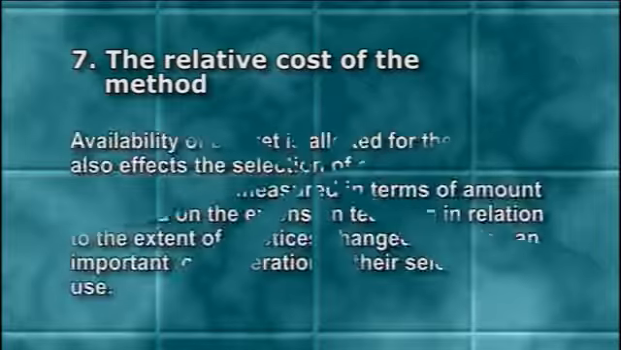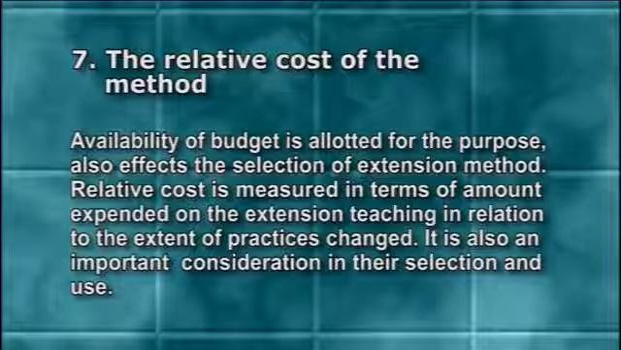Number 7. The relative cost of the method. Availability of the budget allotted for the purpose also affects the selection of extension method. Relative cost is measured in terms of amount expended on the extension teaching in relation to the extent of practice change. It is also an important consideration in their selection and use.